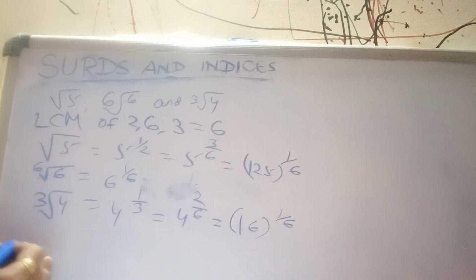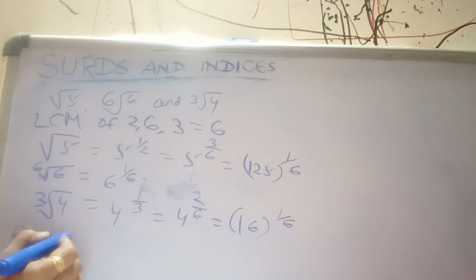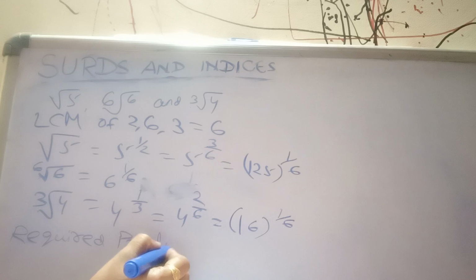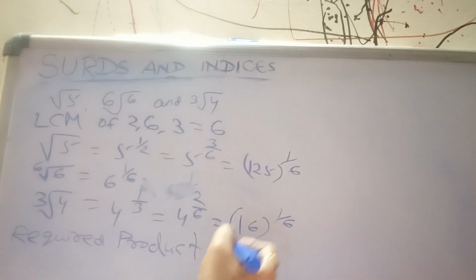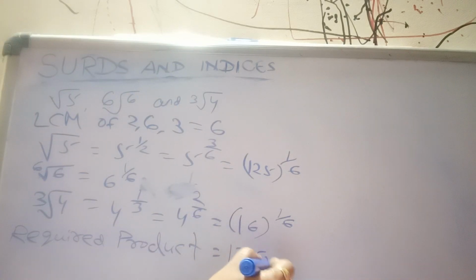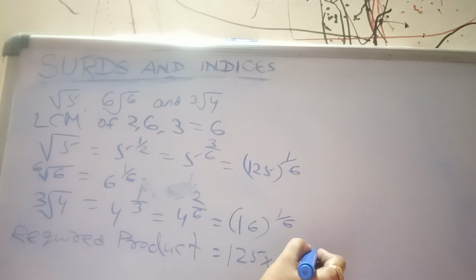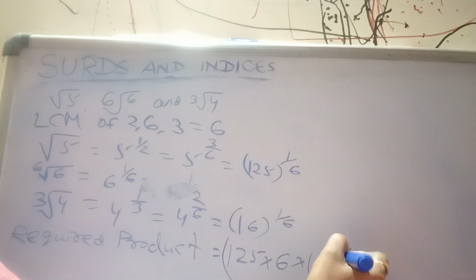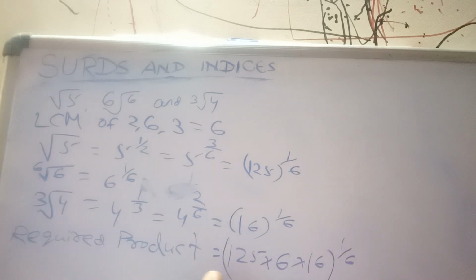Now we require the product. First, 125 into 6 into 16, to the power 1 by 6, equals how much? 12,000 to the power 1 by 6. This is the answer.